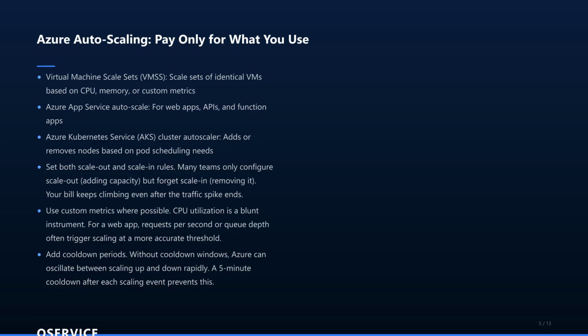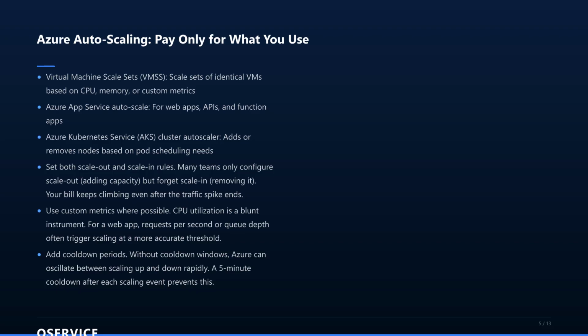Use custom metrics where possible. CPU utilization is a blunt instrument. For a web app, requests per second or queue depth often trigger scaling at a more accurate threshold. Add cooldown periods. Without cooldown windows, Azure can oscillate between scaling up and down rapidly. A 5-minute cooldown after each scaling event prevents this.